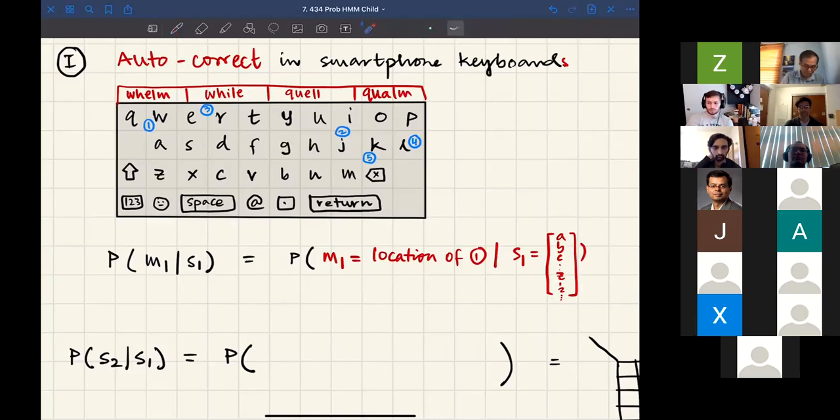We use this very often in our hidden Markov model. I'm just converting that to what it means in the keyboard case. M1 is your measurement, the location of 1. This is where your first finger tap has been measured, given S1, all possible keys. Adil, is this likelihood or posterior?